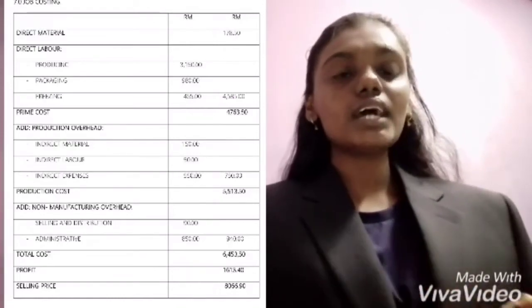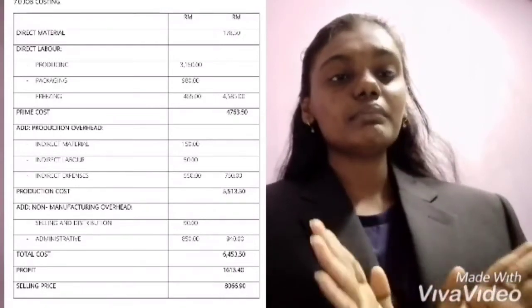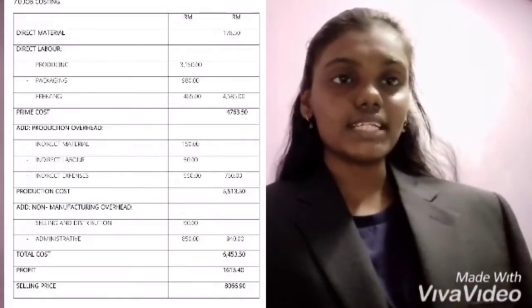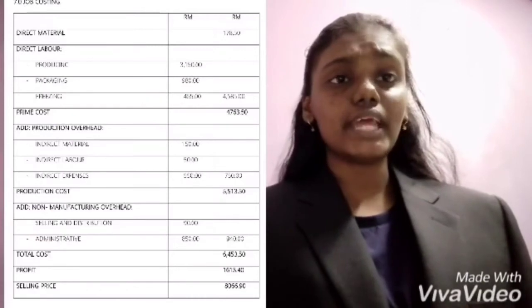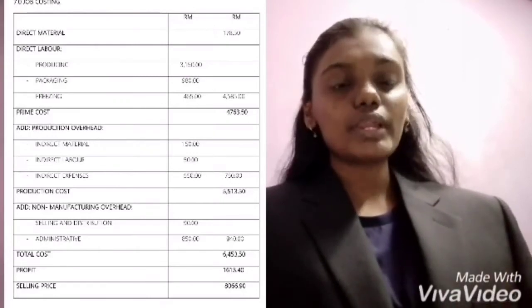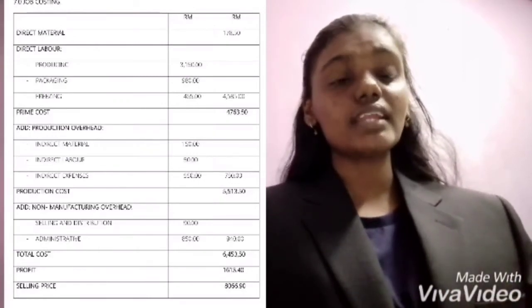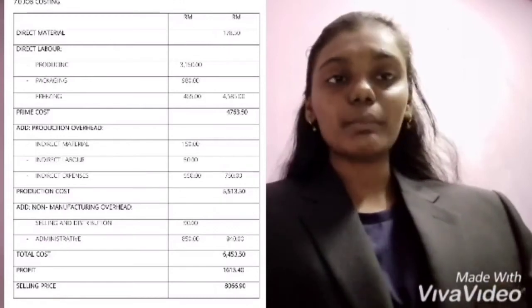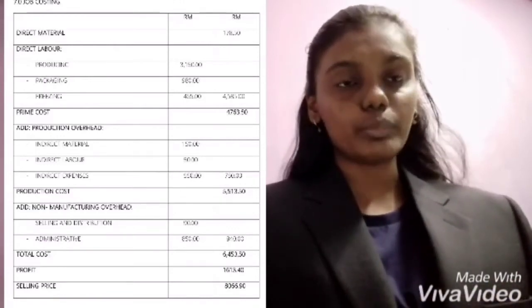So under our job costing statement, in my non-manufacturing overhead part, there are two categories, which are selling and distribution and administrative expenses. The selling and distribution will stand at 90 ringgit, and the administrative expenses at 850. So the overall non-manufacturing overhead amount is 940. That's all from me. Now I would like to pass to my friend. Thank you.